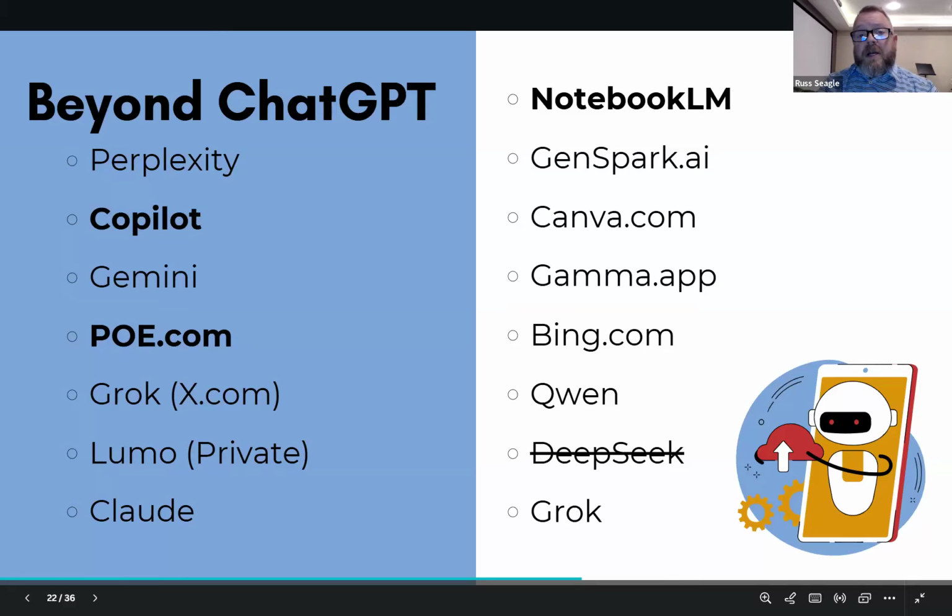If you don't want your information being shared and you don't want your information training AI, Lumo is a good way to go. Lumo is private. It's a little bit slower than the other AI, but it's good stuff.